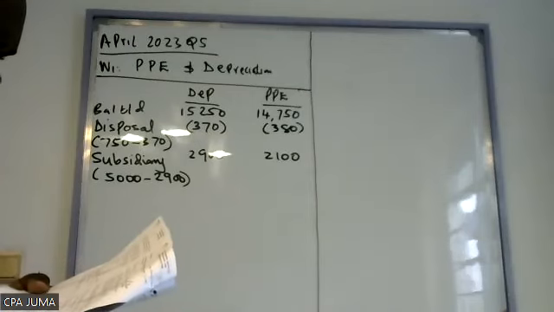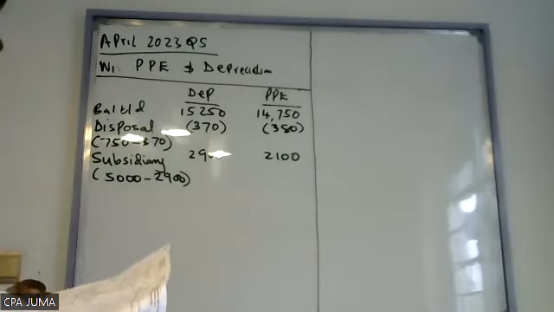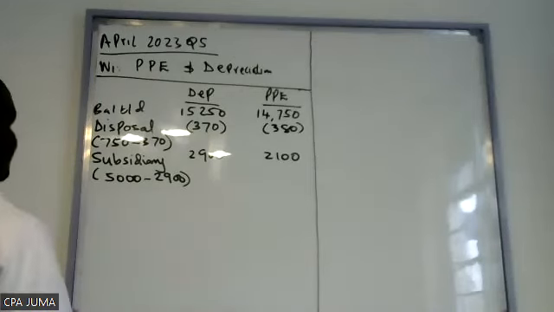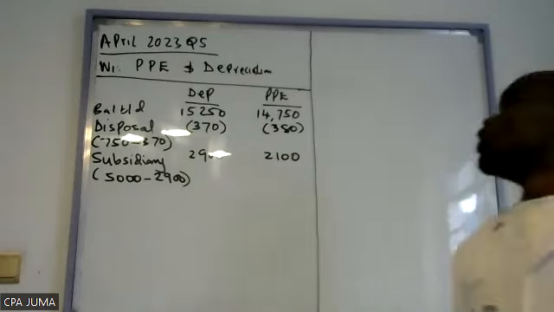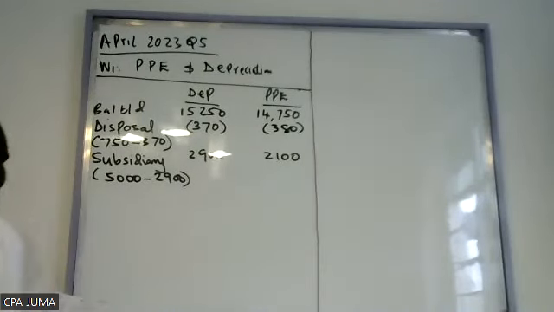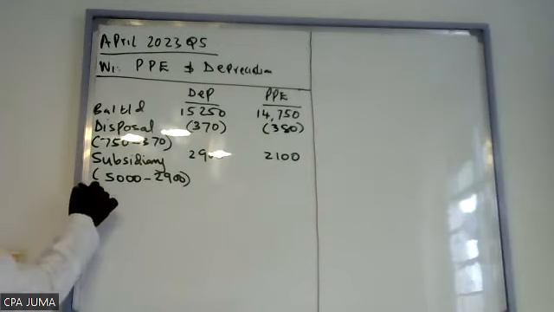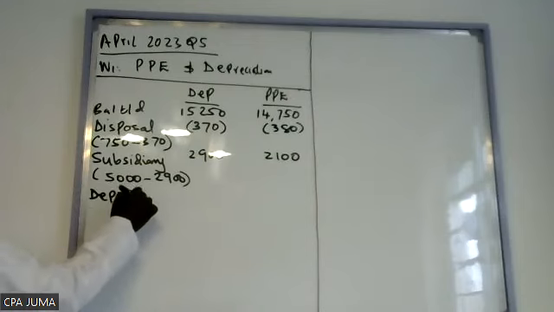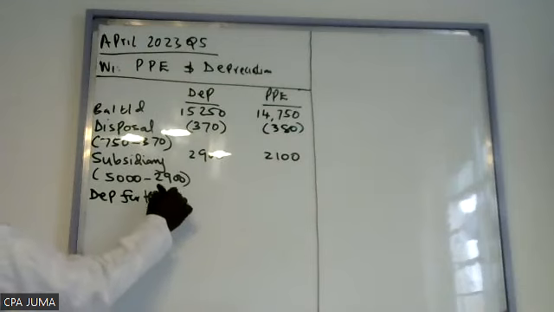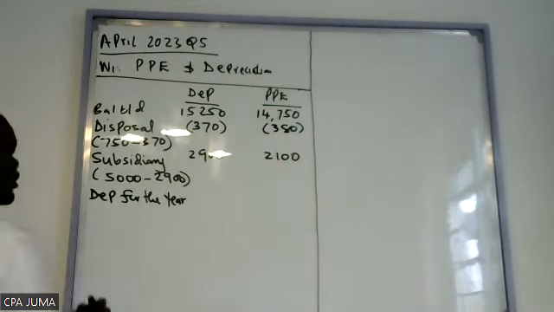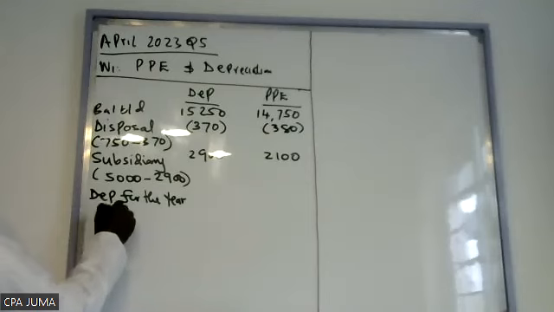Note 3, NCI, leave it alone. Investment, we don't want. Impairment, we don't want. So you come here and say depreciation for the year. Depreciation for the year, balancing figure here. Balancing figure.